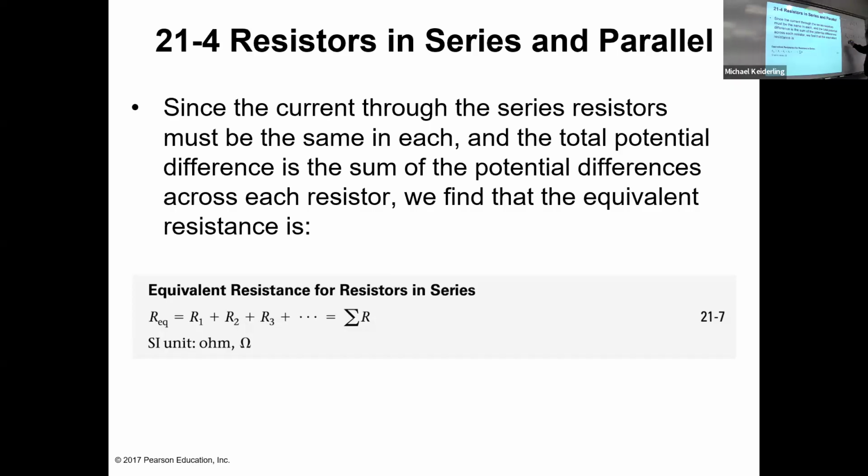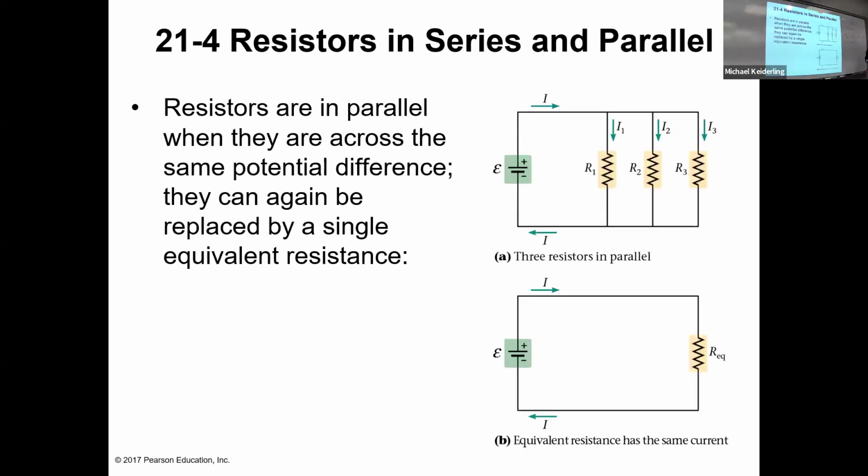Now, we also have resistors in parallel. Because the current in each of the series resistors needs to be the same, and the total potential difference is just the sum of the potential difference across each resistor, we find the equivalent resistance is just the sum. But resistors can also be in parallel.